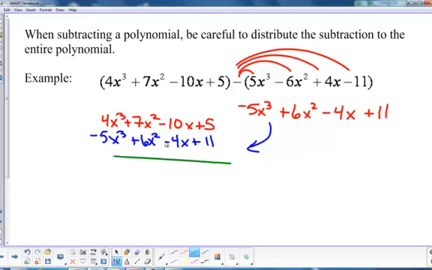When we put our like terms together, we get a -1x cubed, a 13x squared, because I'm just adding the 6 and the 7. I'm going to make both of these plus a negative. So it's -14x and a +16. So this is our answer.